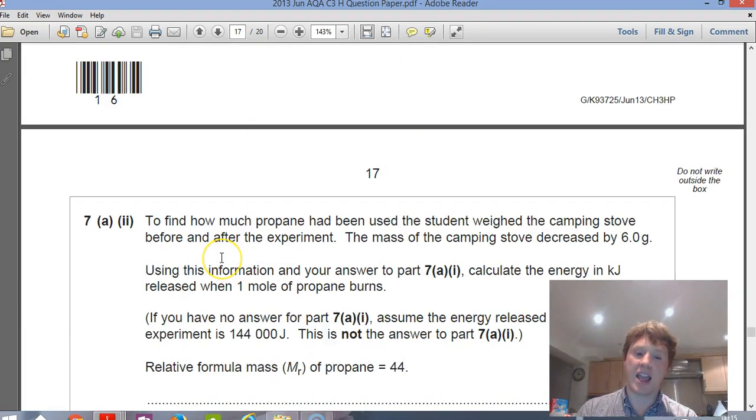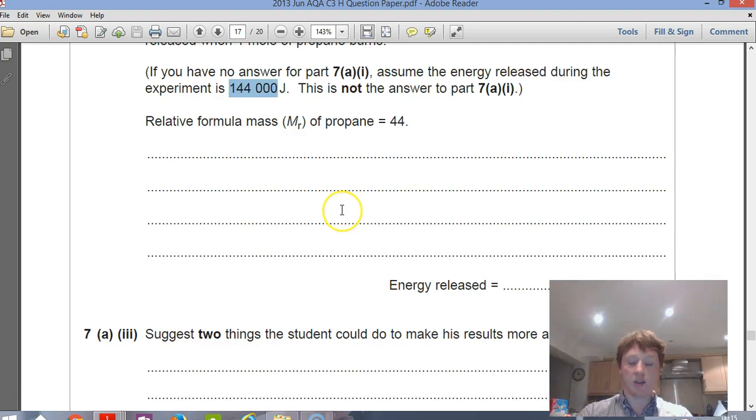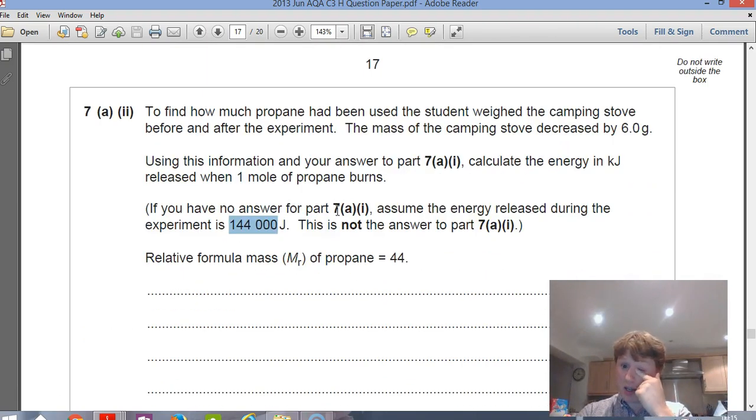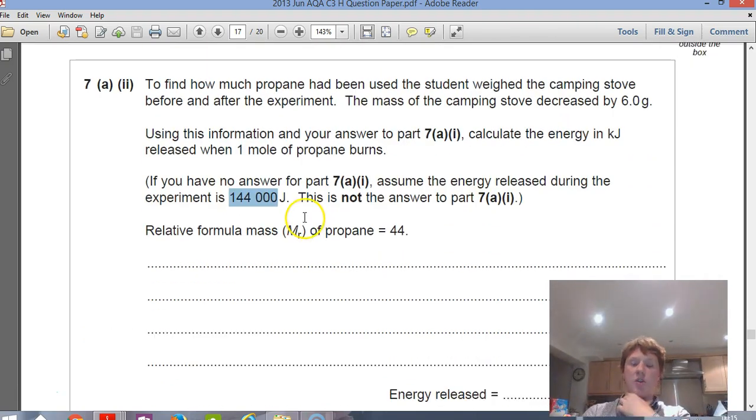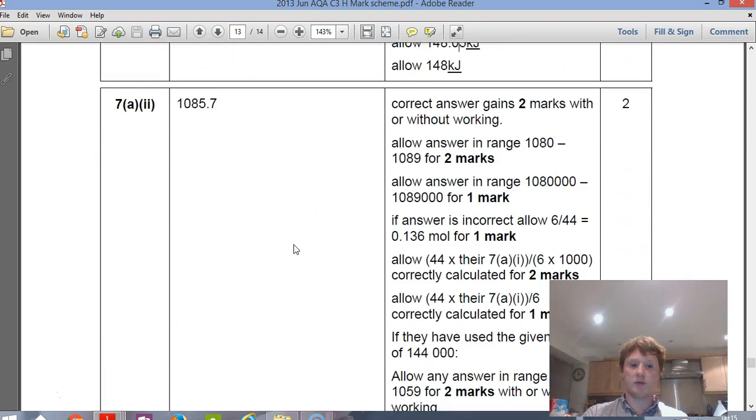Right, 7a part 2. Calculate the energy in kilojoules released when 1 mole of propane burns. They burn 6 grams of propane, and they give you the relative formula mass of propane, and they give you an answer in case you can't answer the last question. It's 2 marks. That's not very much. It's quite a lot of work. So, off you go. Right, so first, it's 1085. Okay?